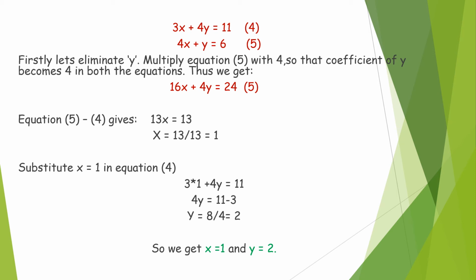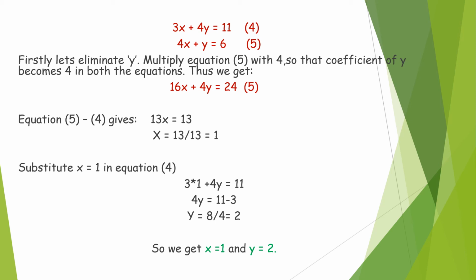Now the coefficient of y in equation 4 and 5 becomes the same. Let us eliminate y by subtracting equation 4 from equation 5. Then we will get 16x minus 3x will give 13x. 4y minus 4y becomes 0. 24 minus 11 becomes 13. So we will obtain 13x is equal to 13. From that we can find the value of x is equal to 13 divided by 13, that is equal to 1. Now let us substitute x is equal to 1 in either equation 4 or 5.